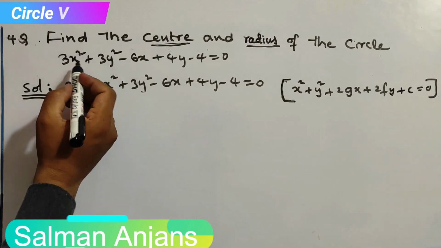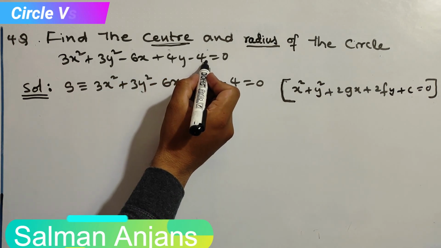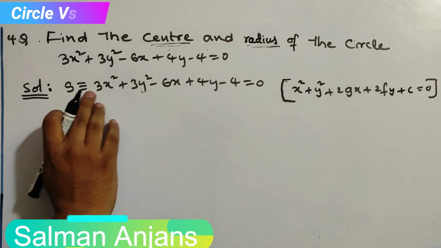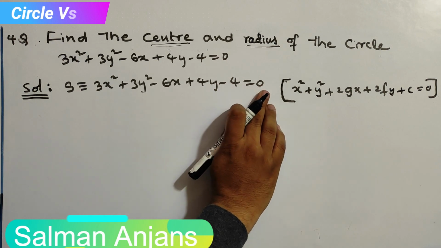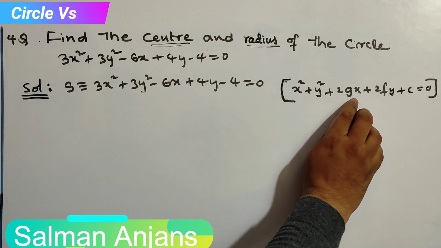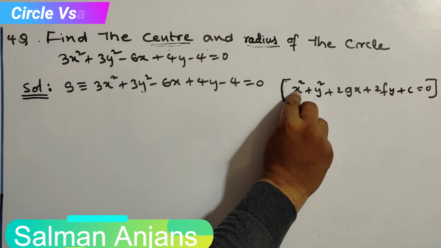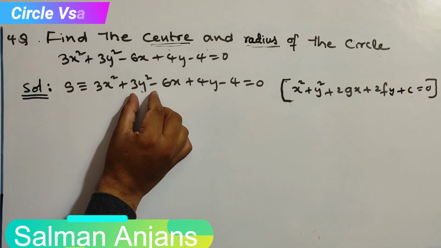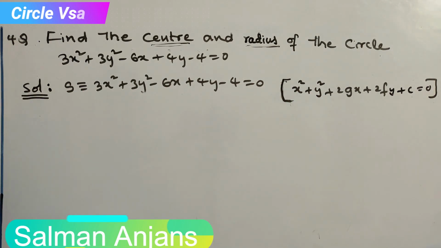Now next question is 3x² + 3y² − 6x + 4y − 4 = 0. We have to find center and radius. Given circle S is 3x² + 3y² − 6x + 4y − 4 = 0. Compare with the general form, that is x² + y² + 2gx + 2fy + c = 0. But here the general form has 1x², 1y², but the given circle has 3x², 3y². For making it the general equation, divide the given equation by 3.